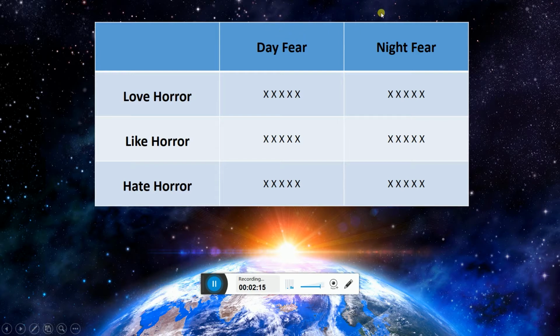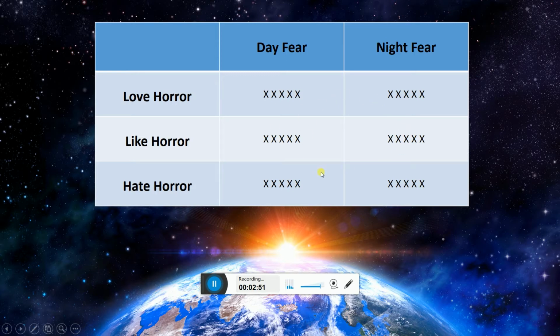Then the second factor that we were interested in is what I've been calling the horror factor, and this is the preference that participants expressed in terms of their love or like or hate of horror movies. So it's again a between subjects factor. People either reported loving horror movies, liking horror movies, or hating horror movies. And then we simply recorded their fear scores on a Likert scale, a 1 to 10 scale.